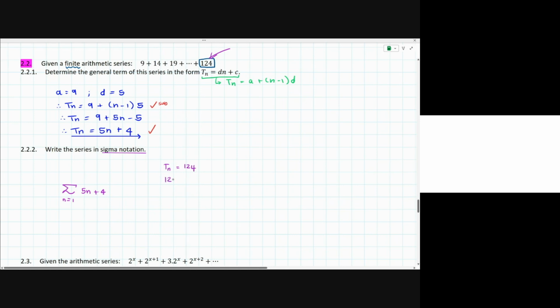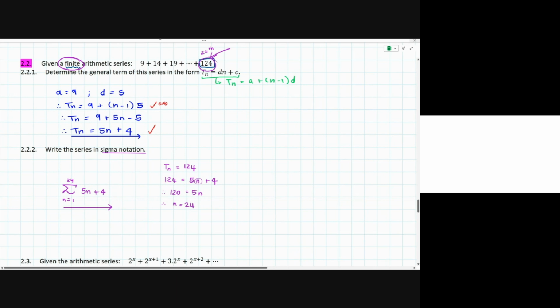And so we can go and solve for n by substituting into our equation and figuring out which term has a value of 124. So we would subtract 4 on both sides, giving us 120 equals 5n. We would then divide both sides by 5, telling us that n equals 24. So remember, because it's a finite series, we're adding up to the 24th term. And so now we know the number on top of my sigma should be 24. And that's it. You've written everything in sigma notation. Nothing more, nothing less needs to happen here.